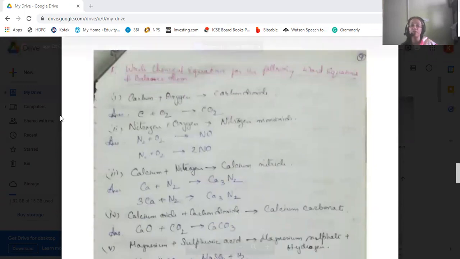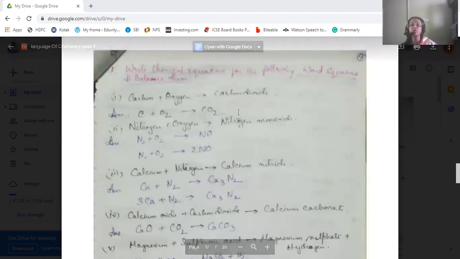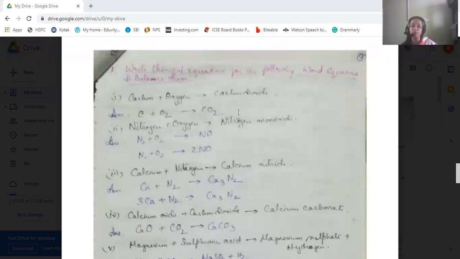So we need to symbolize it. C plus O2 is equal to CO2. This has already been balanced, so no need to balance further.